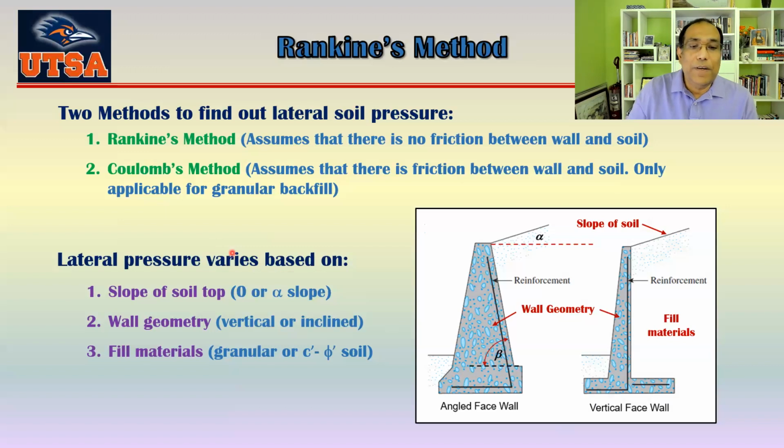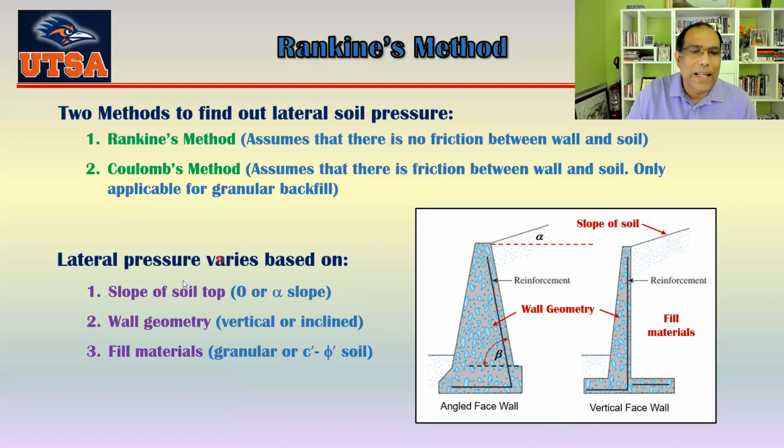Now, what are the different things that could differ in the field case? First of all, the slope of the soil top. It could be either 0 or alpha slope. We are talking about the slope here. When the soil slope is flat, meaning alpha equal to 0, we call that one flat slope. And if there is an angle with the slope, we call that one inclined slope.